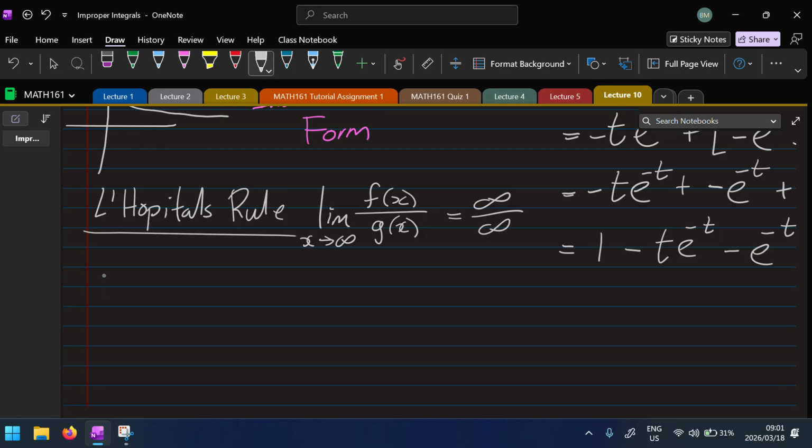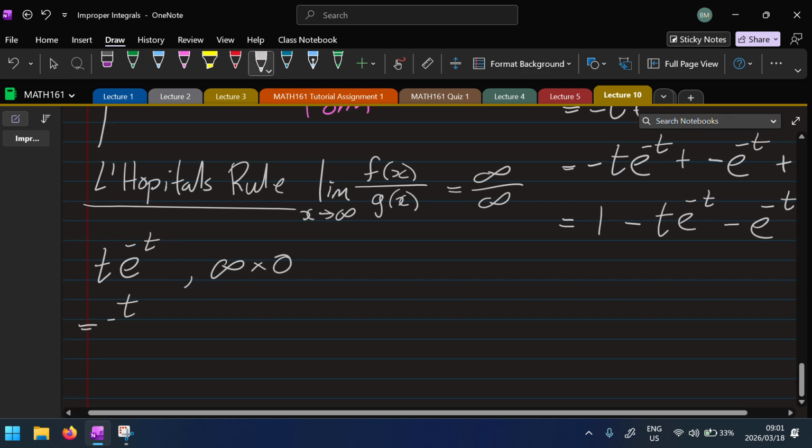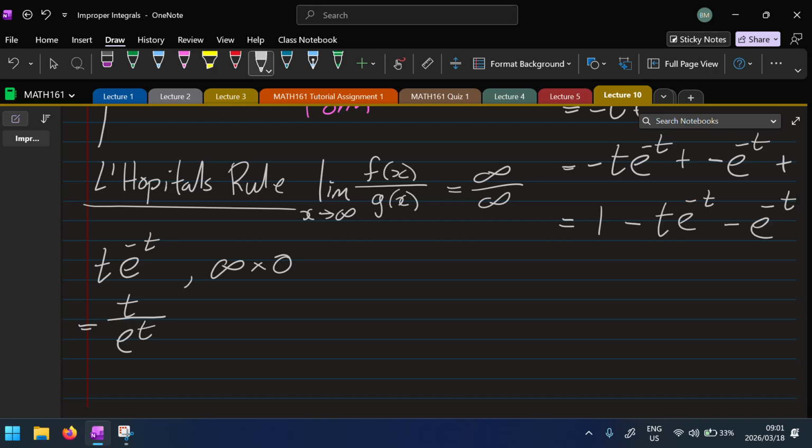So we've got t, e to the minus t. This is infinity times 0, indeterminate form. But e to the minus t, we can put that in the denominator. So this will become t over e to the t. Everyone see that? So now the top part, when we do the limit, the top will be infinity. The bottom will also be infinity. So now we have infinity over infinity. Now we can use L'Hopital's rule.